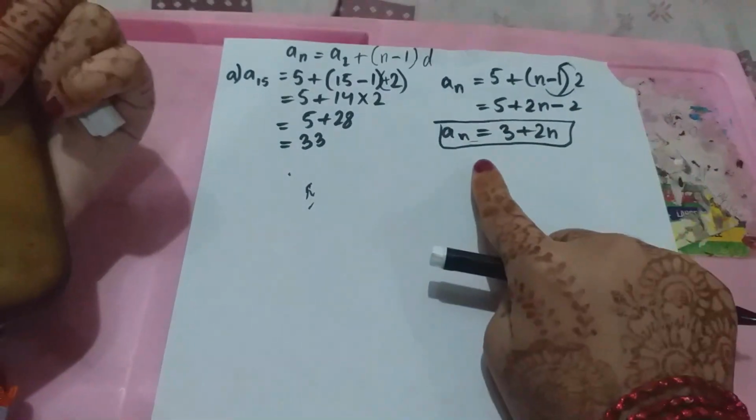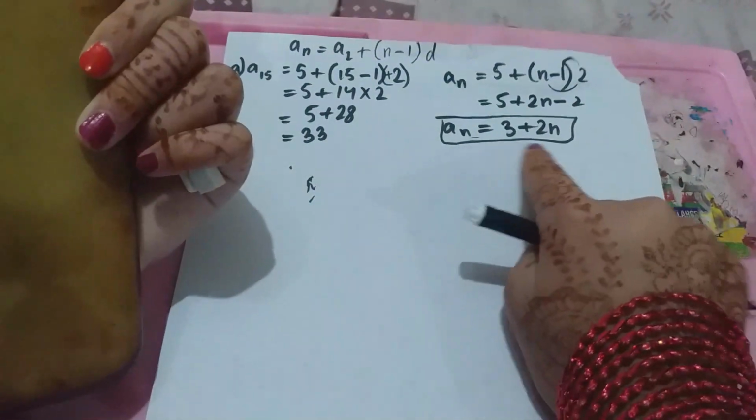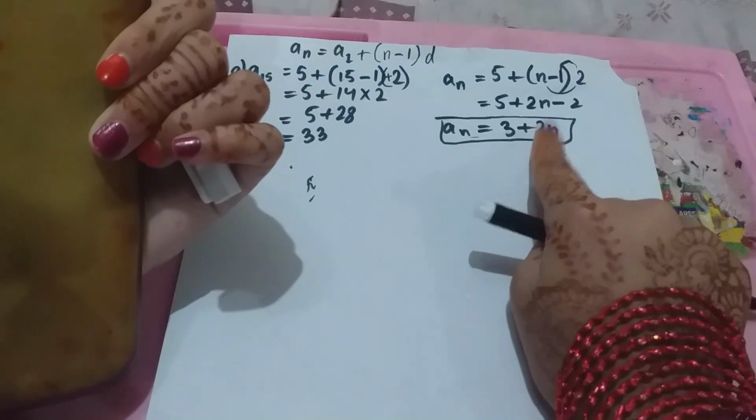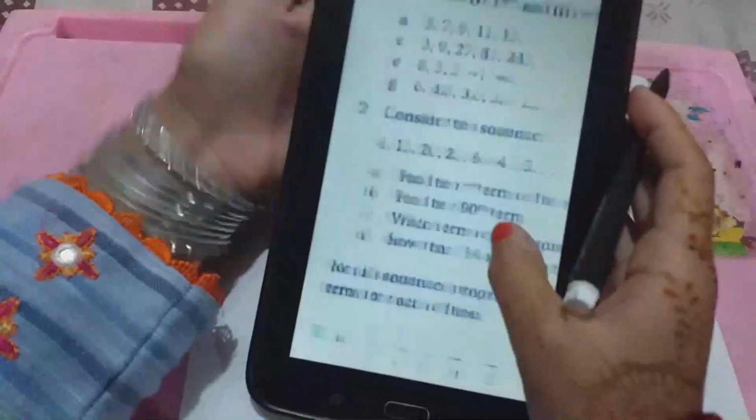So for this part A only, you can also use this formula to find the 15th term. How? If you write here 15, 2 into 15 is 30, and 30 plus 3 is 33. You get the same answer. So this is the simplified formula, as I said.